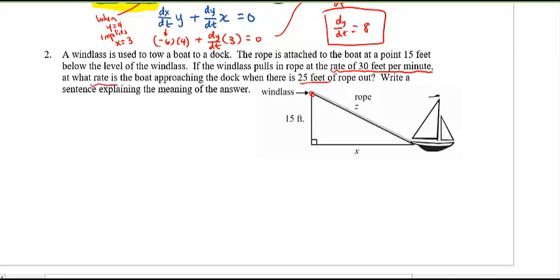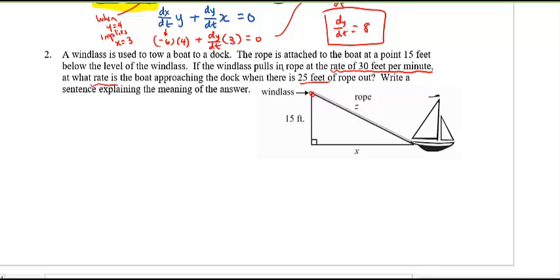Wow. Okay, so draw figures, procedure number 1, and I've done that for you already. Pretty boat. Now this is the horizontal distance. This 15 is always the same because it says it's always 15 feet below the windlass. And you have this diagonal which represents the length of the rope. Okay, so let's see what kind of information do we have. So let's read this again.